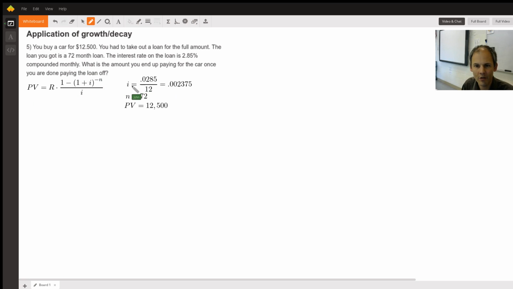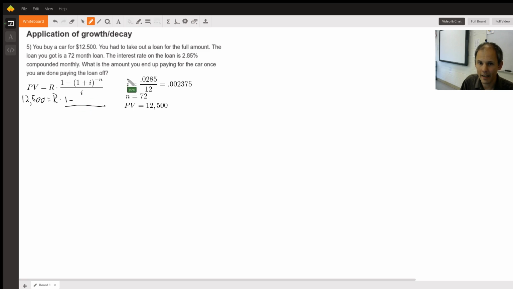And notice that the interest rate gets divided by 12 since we're compounding monthly, and we have 72 monthly payments. So we're comparing apples and apples here. And our present value is $12,500. This is the formula that relates the present value to the payment amount based on the interest rate and the number of payments. So what we can do is plug in this present value that we know and solve for this payment amount R that we don't know.